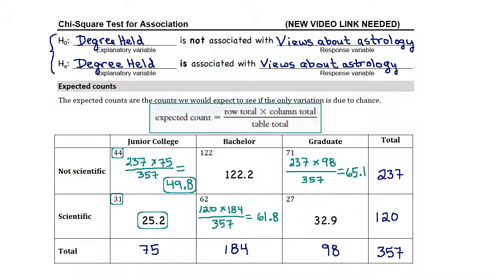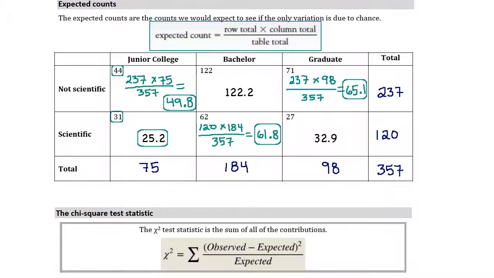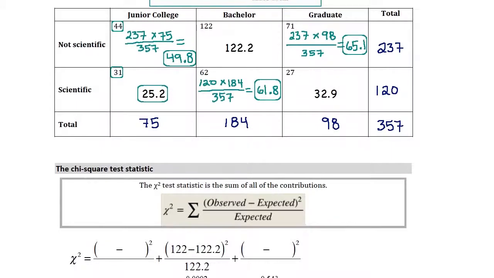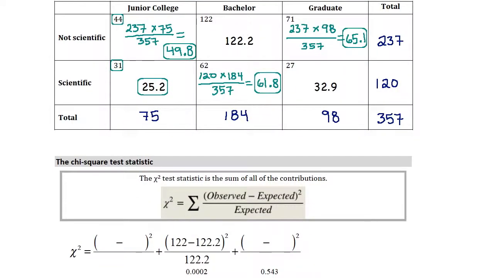I'm getting an expected count of 65.1 for graduate not scientific and an expected count of 61.8 for bachelor scientific. From here, we're going to go on to the chi-square test statistic, which takes into account both the observed count and expected count and calculates a measure of how far apart they are from one another.